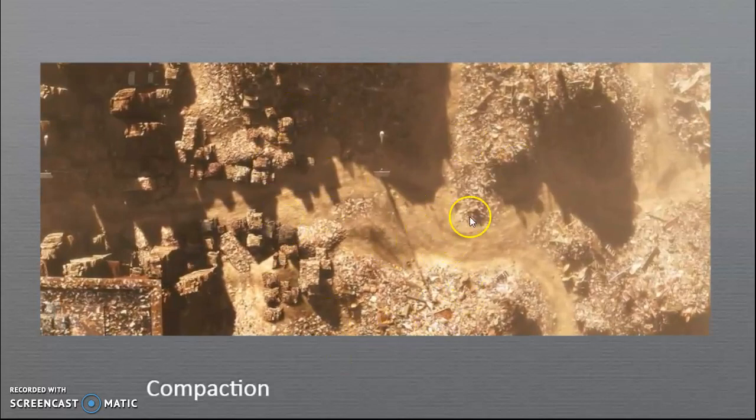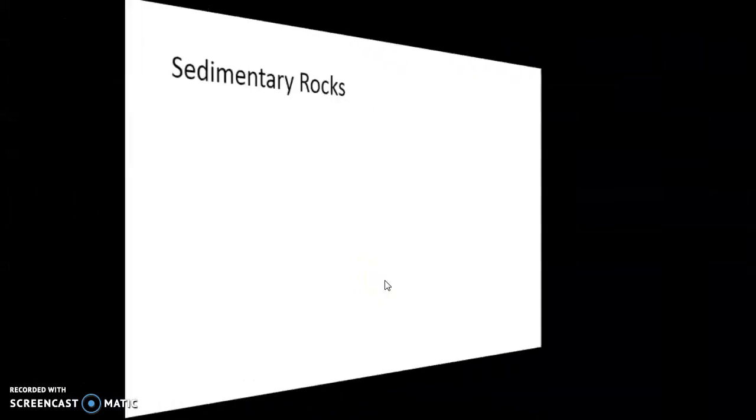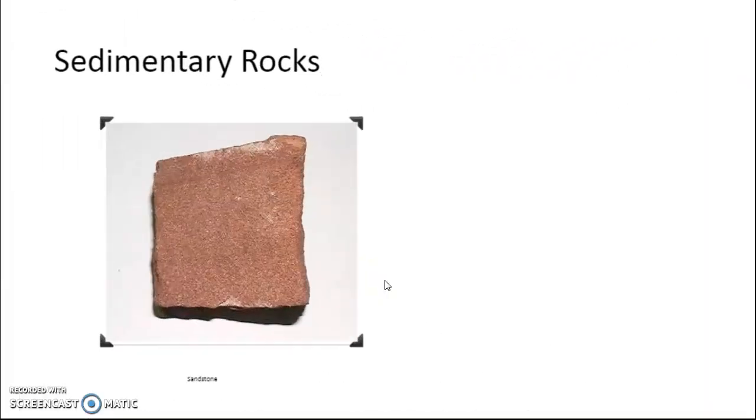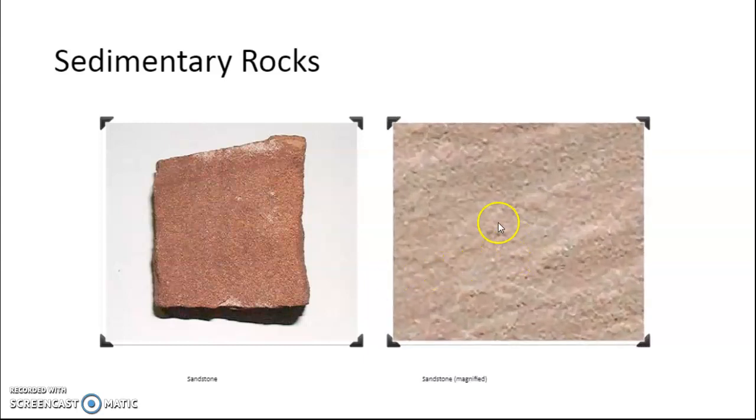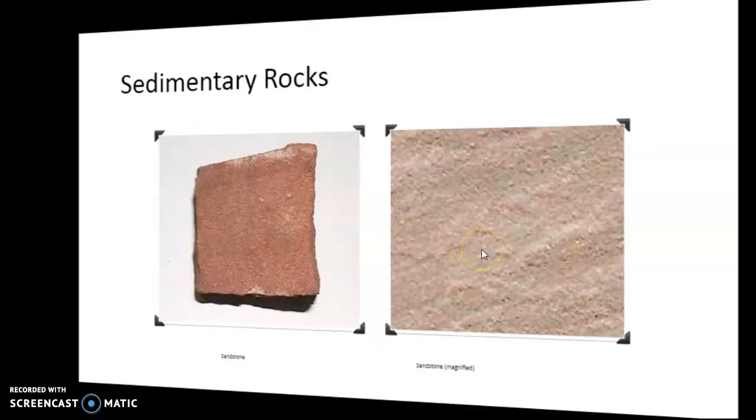So this would be like sandstone, where the mineral grains or the sand kind of cements together because of all the weight of the rock above it. Here's showing you another example of sandstone and magnified sandstone. So you can see all the little pieces kind of zoomed in and stuck together because they were compacted together.